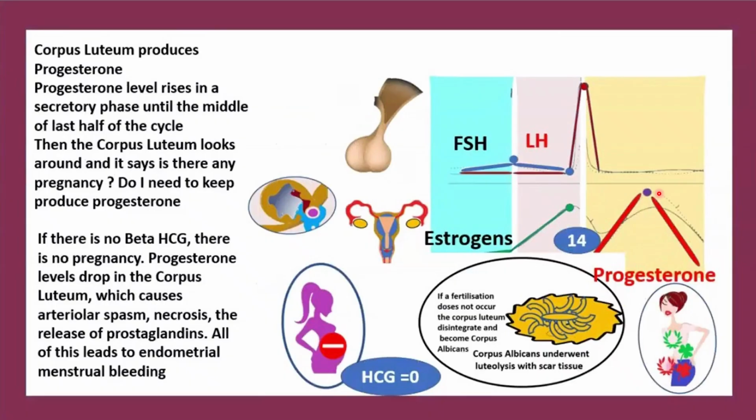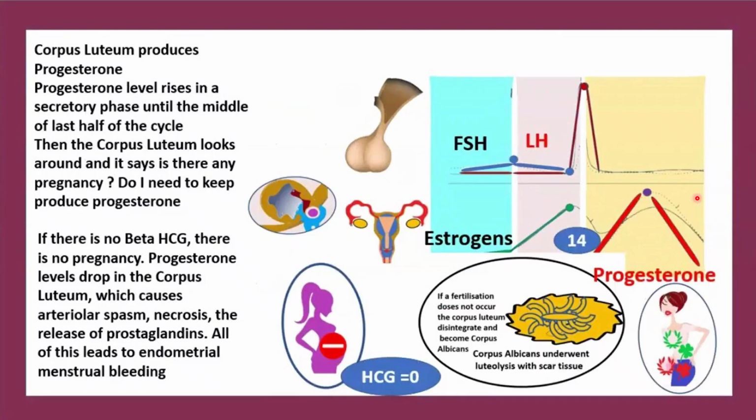And at this point, the corpus luteum is going to look around. It's going to ask itself, are we pregnant? Do I need to keep producing progesterone? Progesterone is built up in preparation for pregnancy, and corpus luteum is going to ask, is there any beta-hCG? If there is none, then that signifies to it that there is no pregnancy.